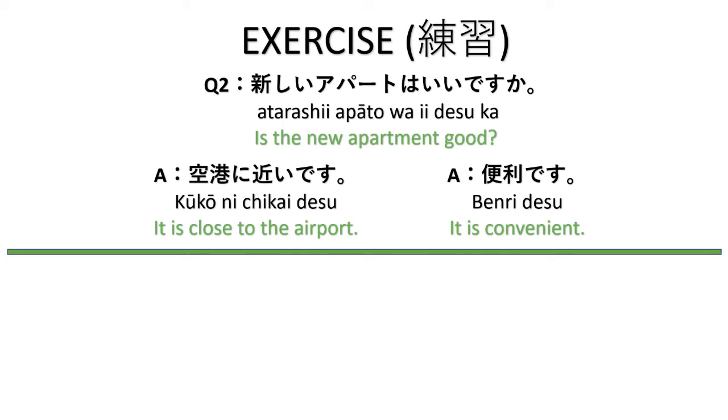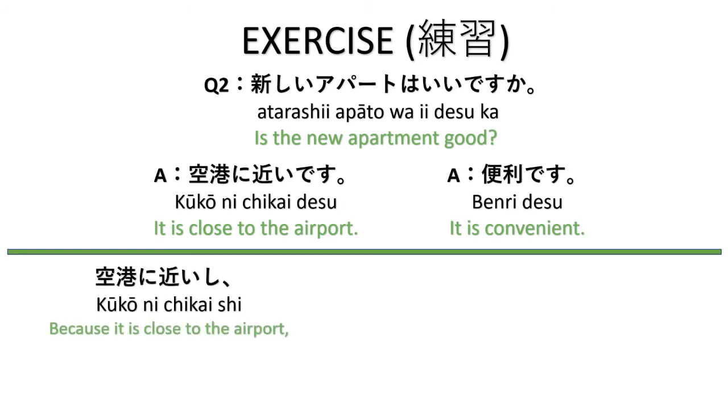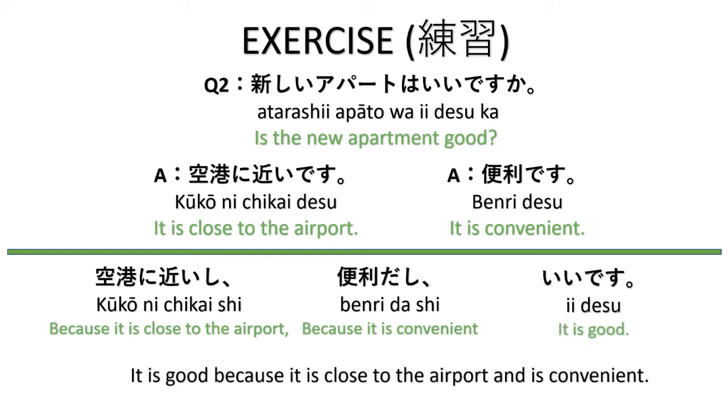Atarashii apato wa ii desu ka? Is the new apartment good? Kuko ni chikai desu. It is close to the airport. Benri desu. It is convenient. Okay, so how do we change this with the use of shi? Kuko ni chikai shi. We drop desu. Benri da shi. We use da because benri is a na adjective. Ii desu. It is good because it is close to the airport and is convenient. Kuko ni chikai shi, benri da shi, ii desu.